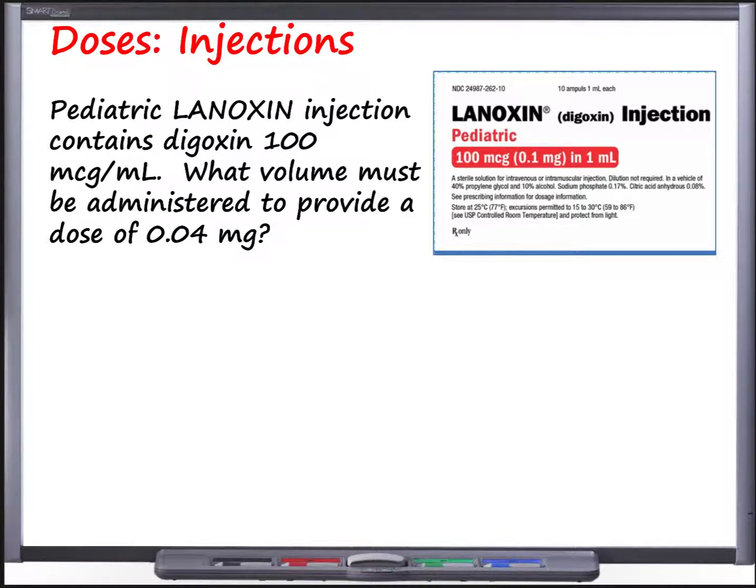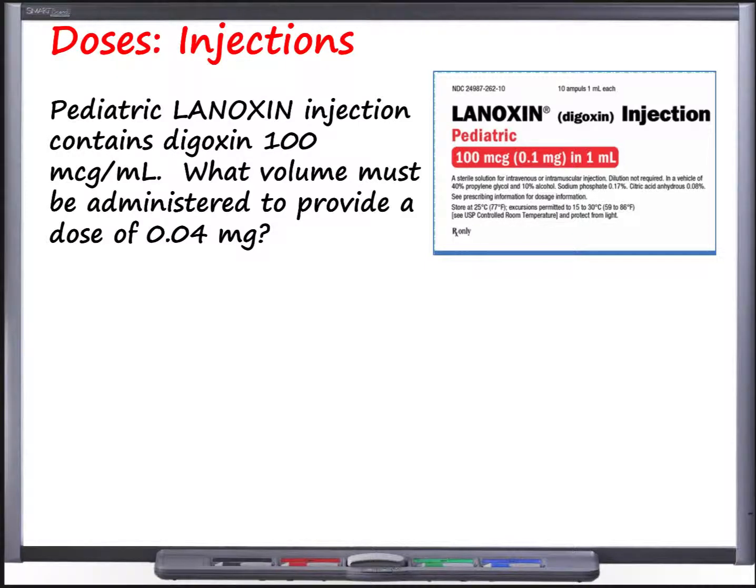So with that as a background, let's read the question. It says that pediatric Lanoxin injection actually contains digoxin 100 micrograms per milliliter. And I've shown you an actual picture of a box that does label that concentration. And the question says, what volume must be administered to provide the dose of 0.04 milligrams?